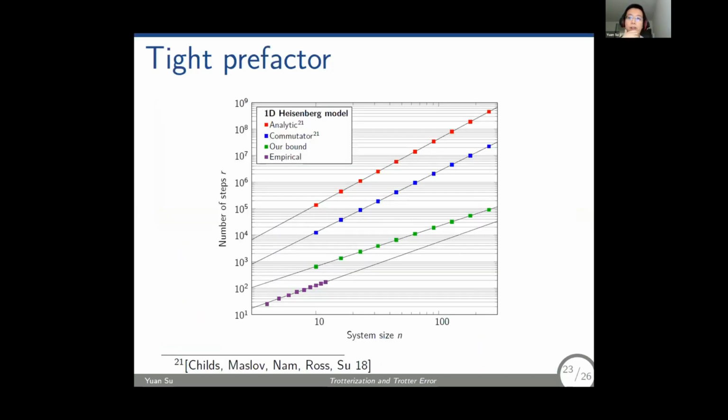One thing that we can simply look at is how it impacts the constant prefactors of the analysis. So what we did is we redid the numerical simulation of that 1D Heisenberg model, and the new results are illustrated by these green boxes. It's indeed better than the previous analysis, and it's also pretty close to the actual performance of Trotterization.